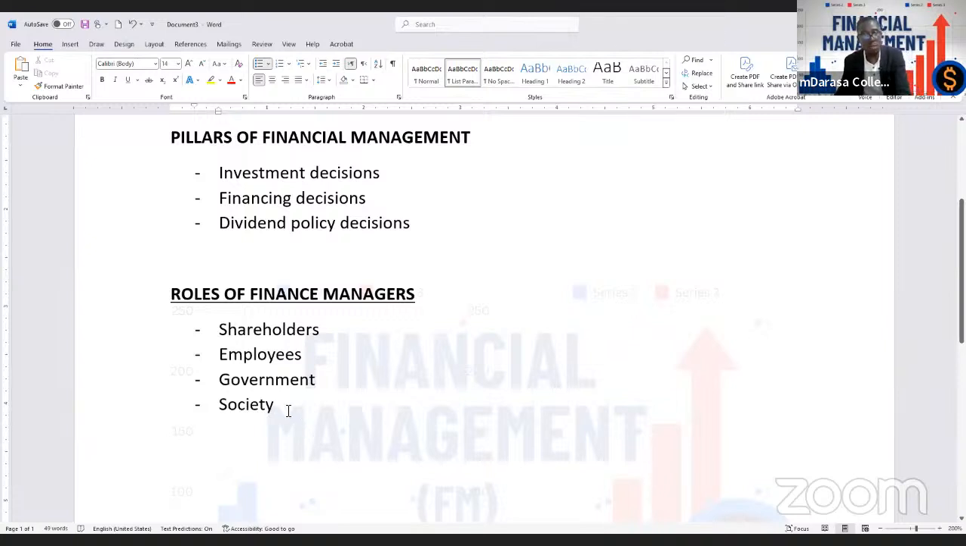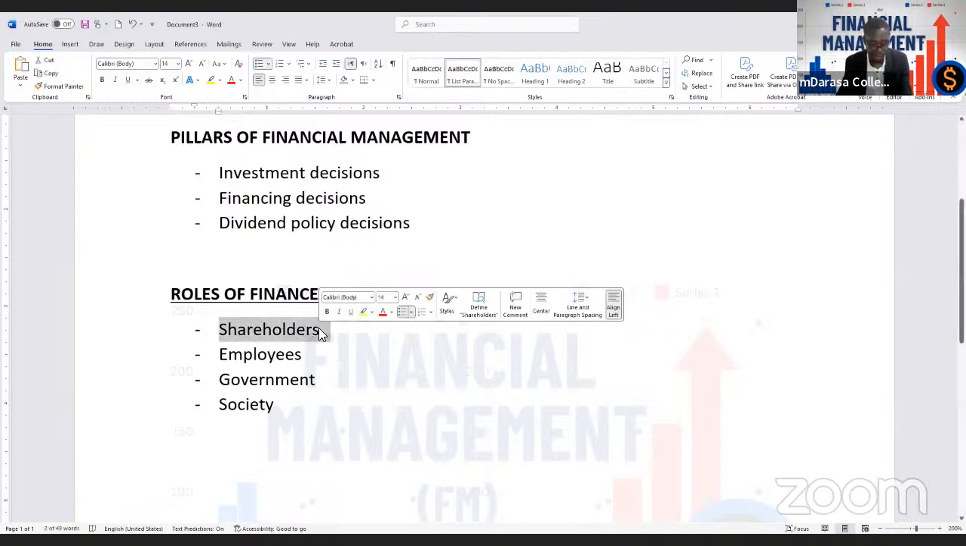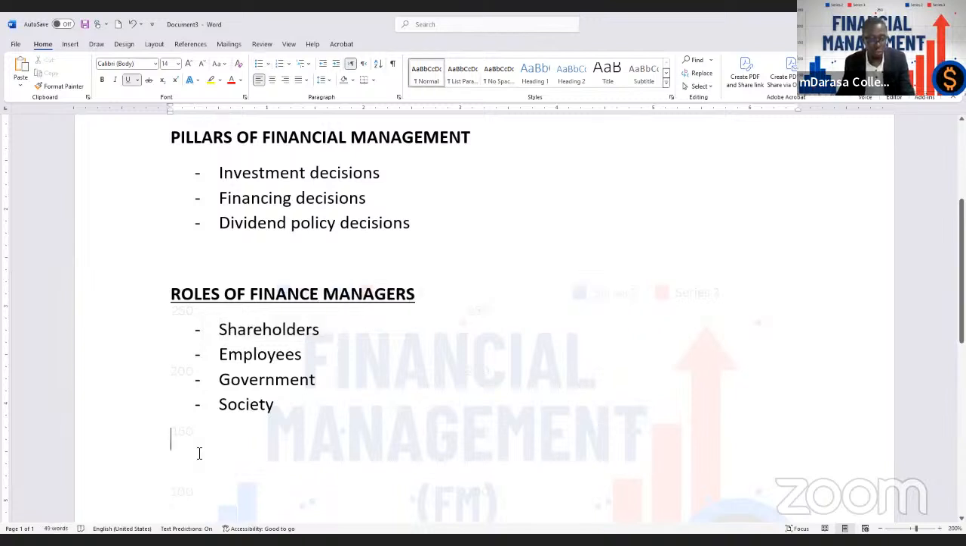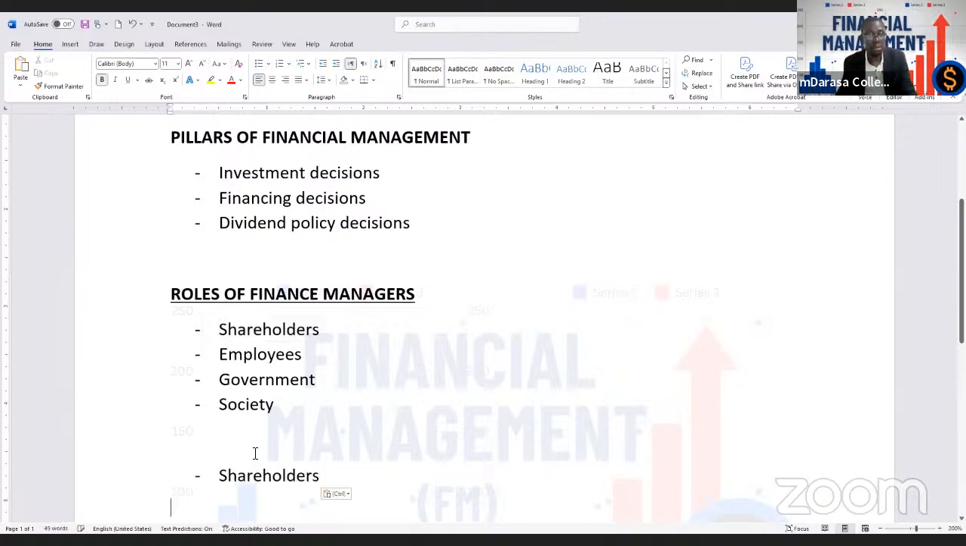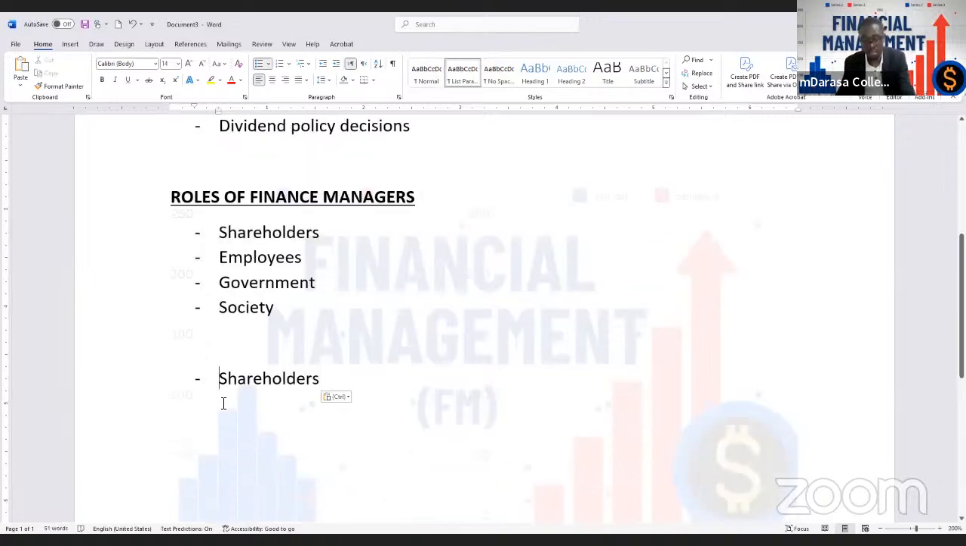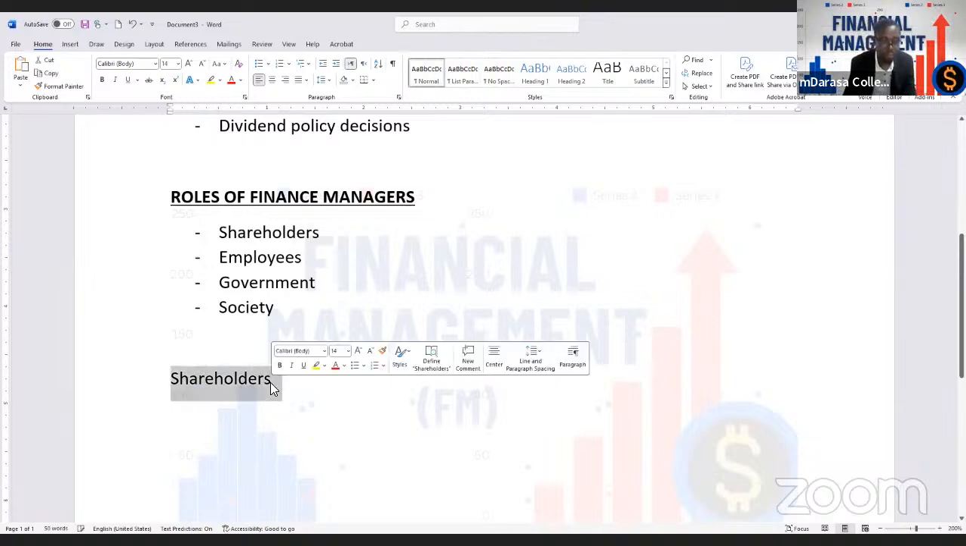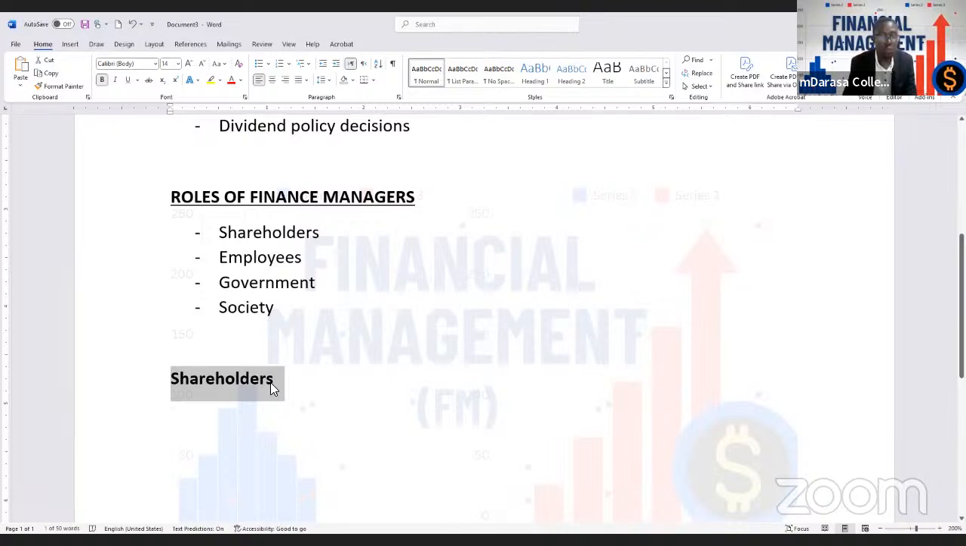I want us, my good students, to start with the roles of finance managers to shareholders. Roles of finance managers to shareholders here. Dissecting this, the roles of finance managers to the shareholders.